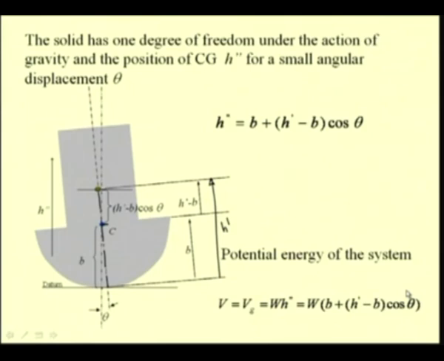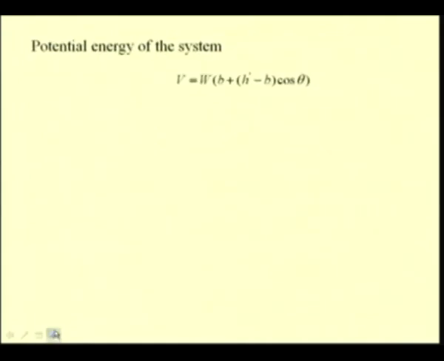So, now let us first find the equilibrium position and then try to analyze the stability of this equilibrium for this equilibrium position. So, we have the potential energy function, that is V equal to W times B plus H prime minus B cos theta. To find the equilibrium position, we put dV by d theta equal to 0. So, first we differentiate this function and equate it to 0.